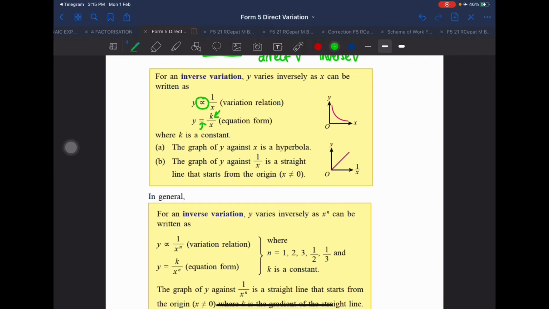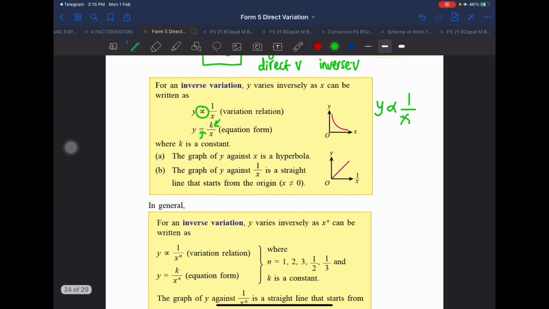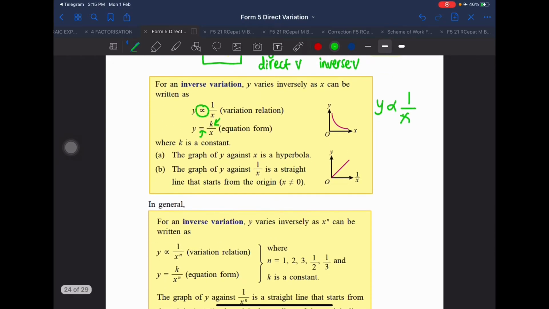I show it to you here. In the variation relation you have y inverse, so y varies inversely to x. If you want to change this variation relation into equation form, what you need to do is simply write y equals to k over x.